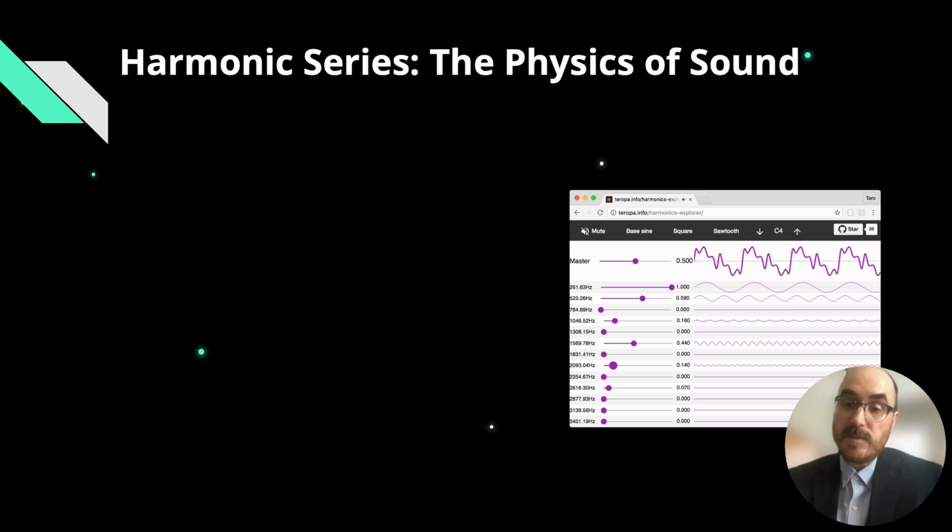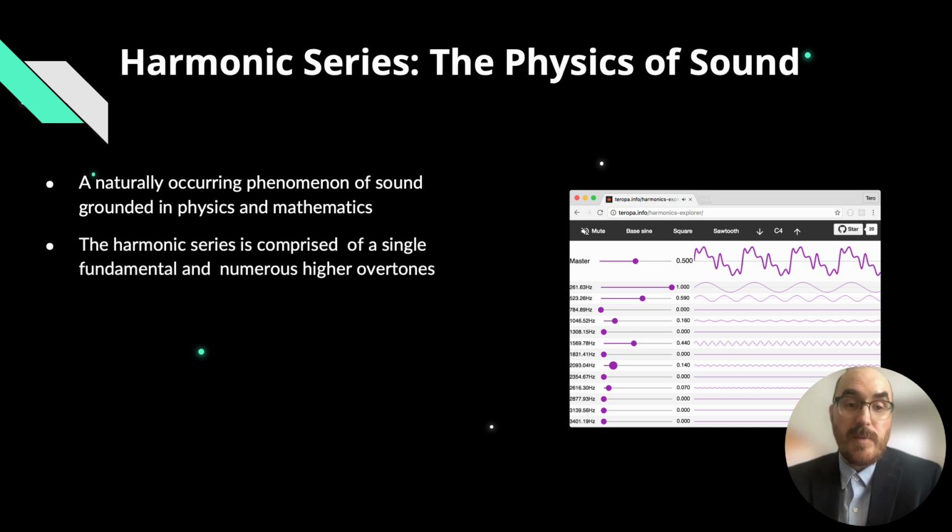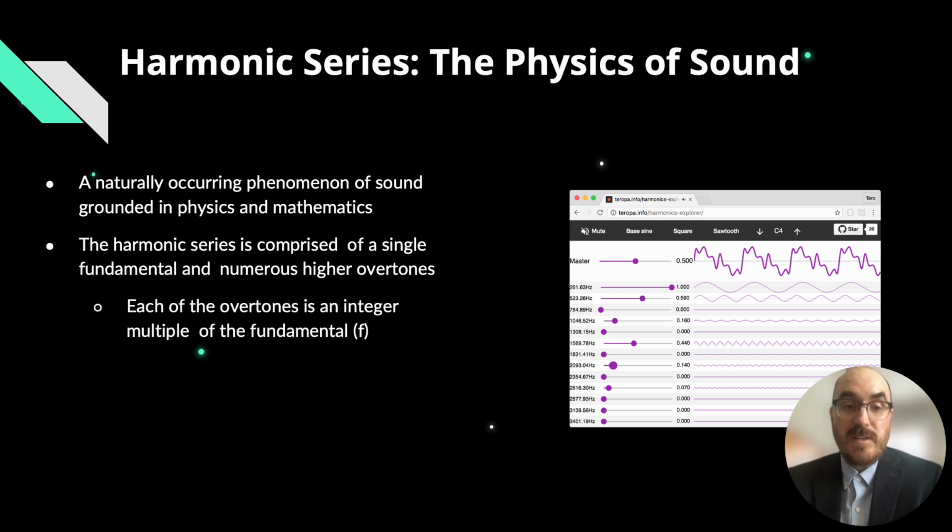So the harmonic series, this is a great connection. We'll talk about soon the connections with STEM and with science. The harmonic series is really the physics of sound. It's a naturally occurring phenomenon of sound grounded in physics and mathematics. The harmonic series is comprised of a single fundamental and numerous higher overtones. Each overtone is an integer multiple of the fundamental. So say, for example, we have a tone at 100 hertz. Its first harmonic will be 200 hertz. Its next harmonic will be 300, 400, and so on. This is simple math, and it's really interesting because our ear is detecting those close relationships, right? And it's saying, oh, that sounds consonant, that sounds related.